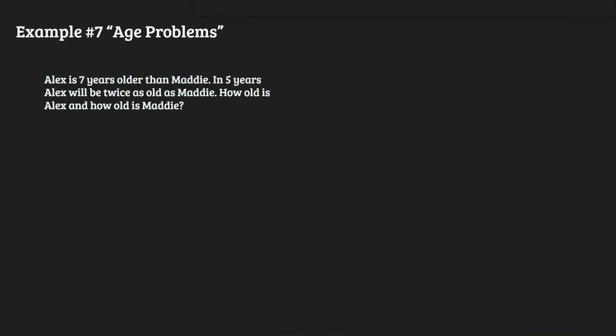So in this problem, we have Alex is 7 years older than Maddie, and then in 5 years, Alex will be twice as old as Maddie. And what we're looking for is how old is Alex and how old is Maddie, and that would be currently. So first I need to define my variables. I'm going to say that A is how old Alex is, and M is how old Maddie is.